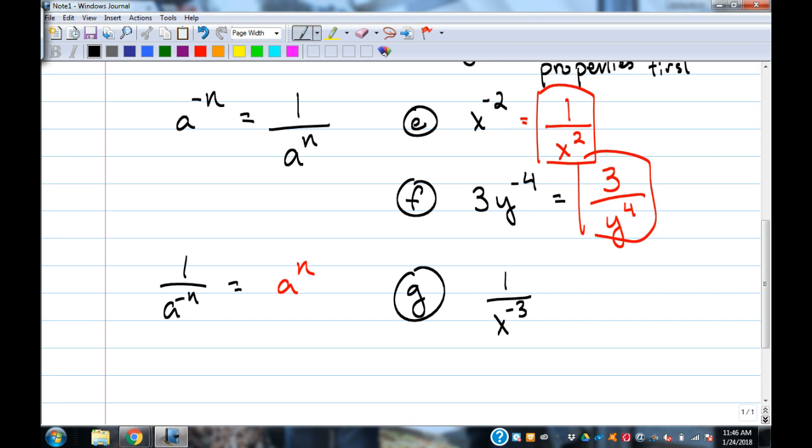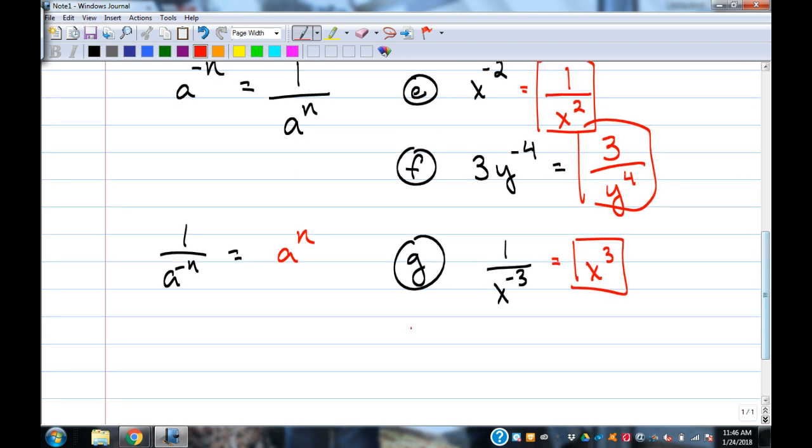To make that a positive exponent, it just becomes x to the positive 3. It moves up to the numerator. And since there was a 1 up there, there's nothing else to do.